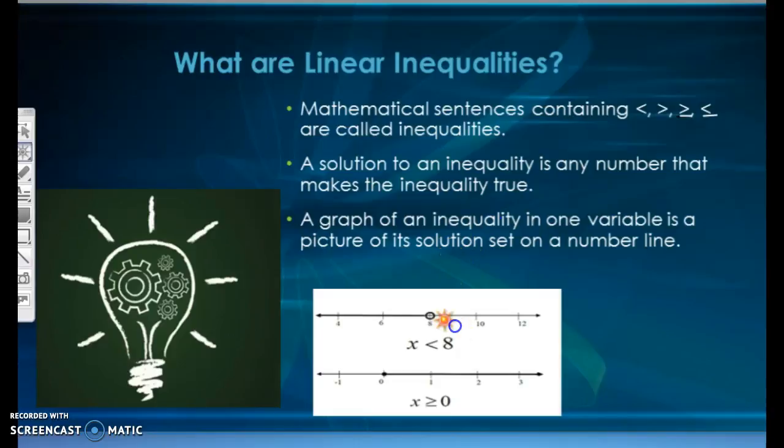And then there's also the graph of an inequality. So these are just a couple of examples of graphs of inequalities. But the main thing that you remember is that they do need to contain one of these symbols according to the directions or the question, and then you're also going to graph as well.